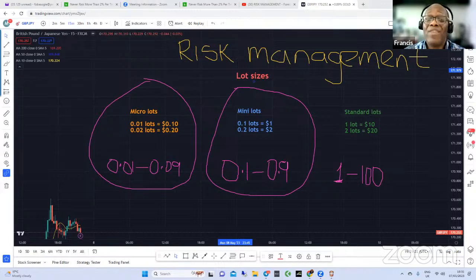Okay, so this is our risk management class. When it comes to risk management, we are looking at how to use or apply lot sizes today. I would not call it a lot sizes class per se, because we have looked at lot sizes, and I quickly gave you a brief idea of what different lot sizes are.